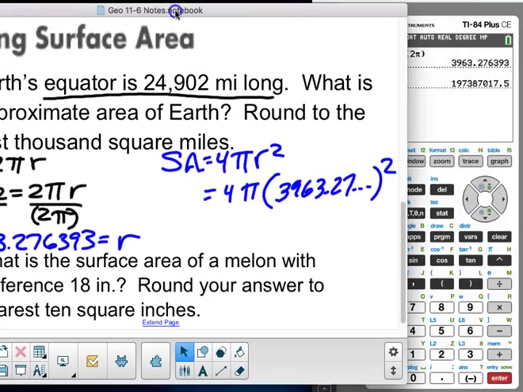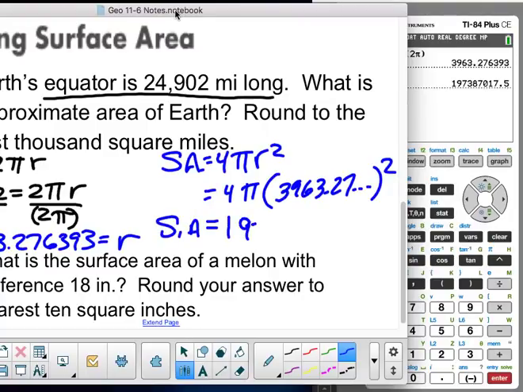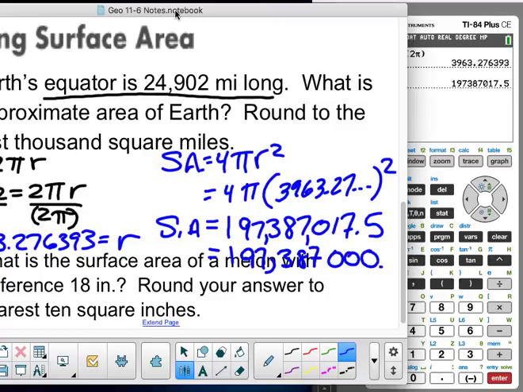I'm going to pull this over so I can see it. So my surface area, SA, is 197,387,017.5 in my calculator. But remember, that's 197,387,017.5 square miles. I will just get it down to 197,387,000 because they asked me to do it to the nearest 1,000 square miles. So that's my surface area of Earth, right there.